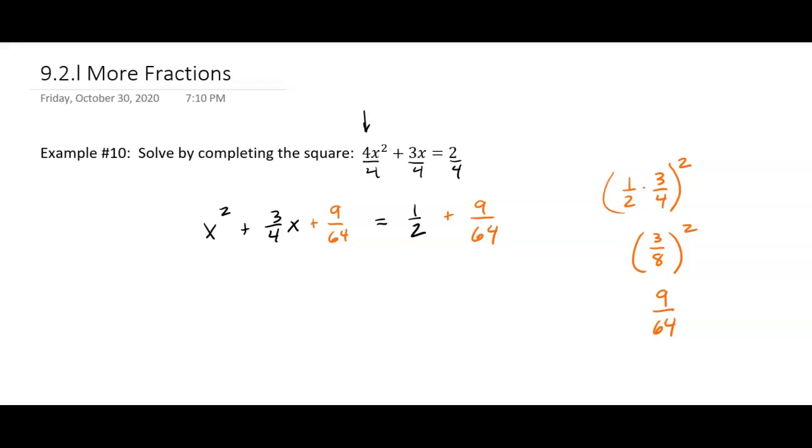On the left, we're going to have x plus, and remember, it's this number right here, 3/8, and we're going to square it, equals, and now I really want a common denominator, so I have a 2 and a 64. I'll multiply by 32 here, and then that should work for me. So I'm going to get 32 over 64 plus the 9 over 64. Now I'll have to figure out what that is.